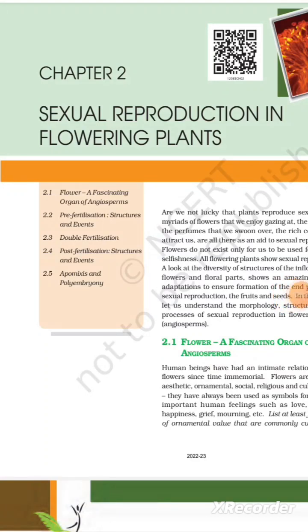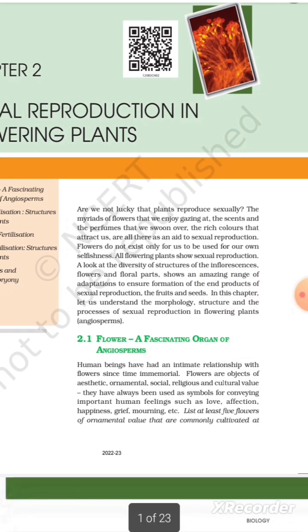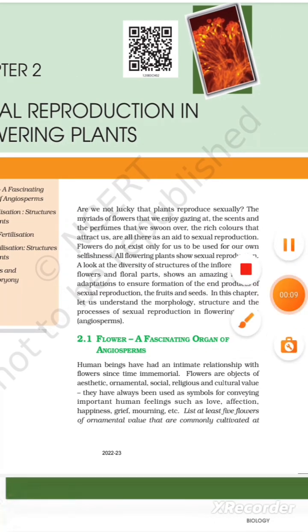Class 12th Biology, Chapter 2, Sexual Reproduction in Flowering Plants. Are we not lucky that plants reproduce sexually?